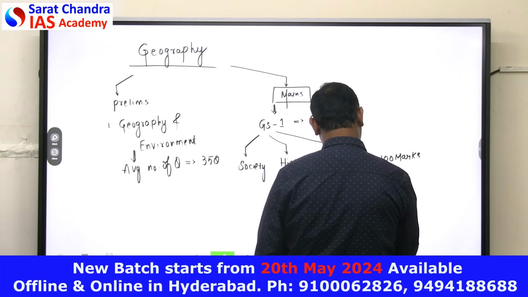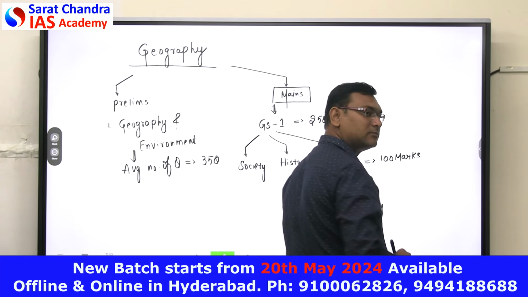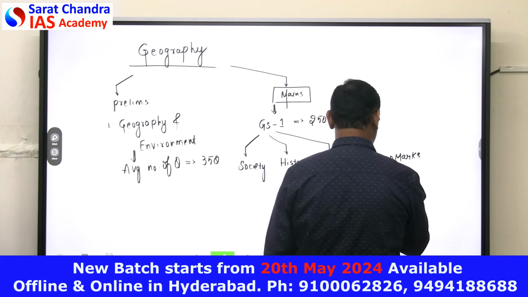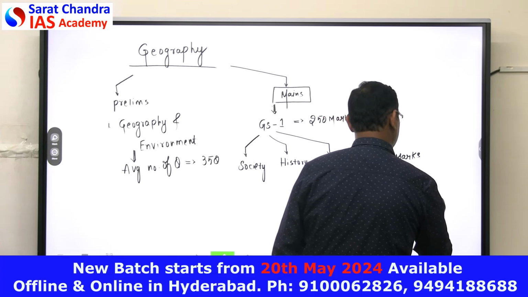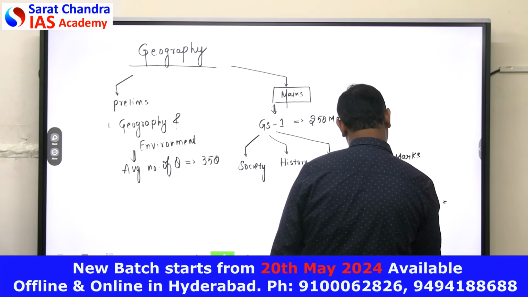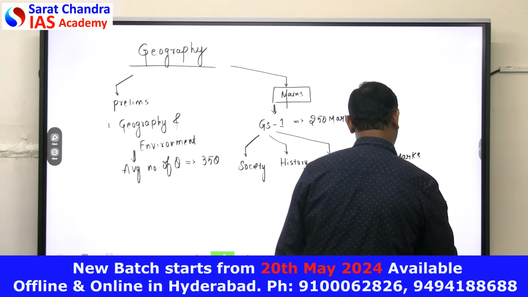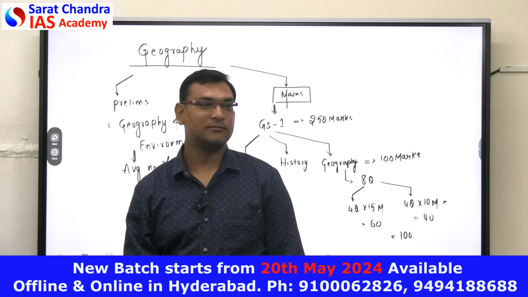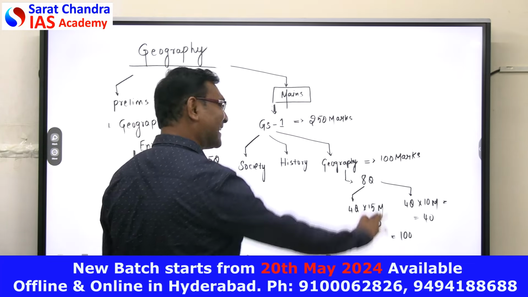In that, four questions are 15 marker questions. That is 60. Four questions are 10 marker questions. This is 60, this is 40. The total is 100. Point clear? So what is the weightage now?